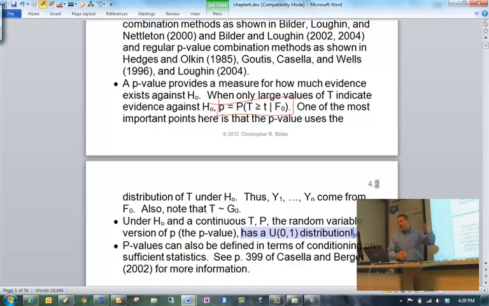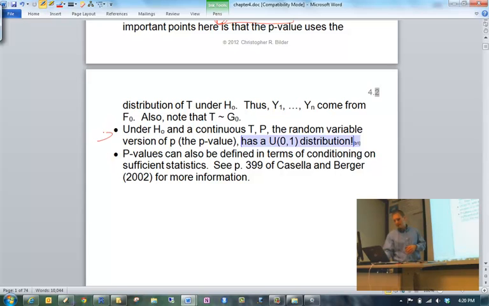How do we calculate a p-value if only large values indicate evidence against H0? You're doing this in the context of our notation. Probability that random variable T is greater than or equal to the observed value t of your test statistic given F0. And we call that p, or p-value. Under H0 and a continuous T, if you think of p, the p-value, as a random variable itself, it has actually a uniform 0-1 distribution.